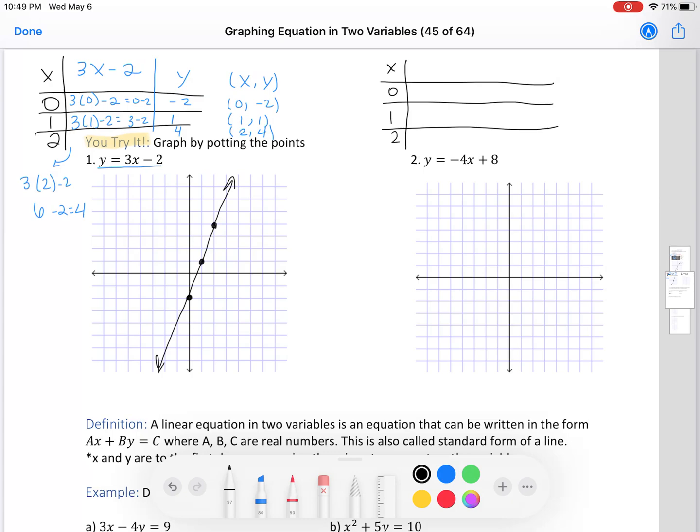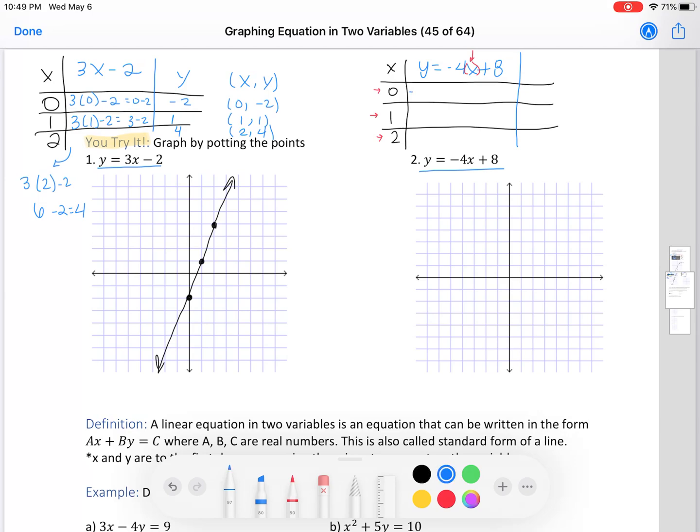Now the next one, let's go ahead and see what we get. So our rule for this one, our equation, is y is equal to negative 4x plus 8. Let's go ahead and replace the x with a number. We're going to plug in a 0, a 1, and a 2.